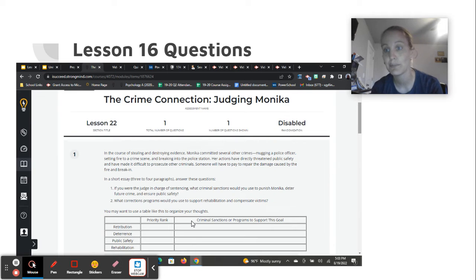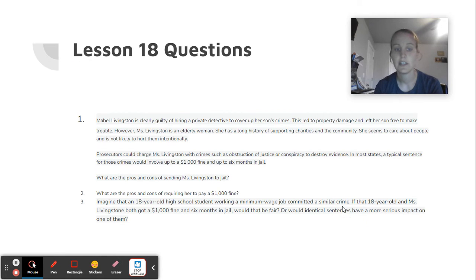So that's how I would personally break it up. You can do it a little bit differently, but you do need to answer all of those questions and have at least 3 to 4 paragraphs for this one. So again, you can use a table like this to organize your thoughts, but don't turn in a table. Turn in the short essay for this question.